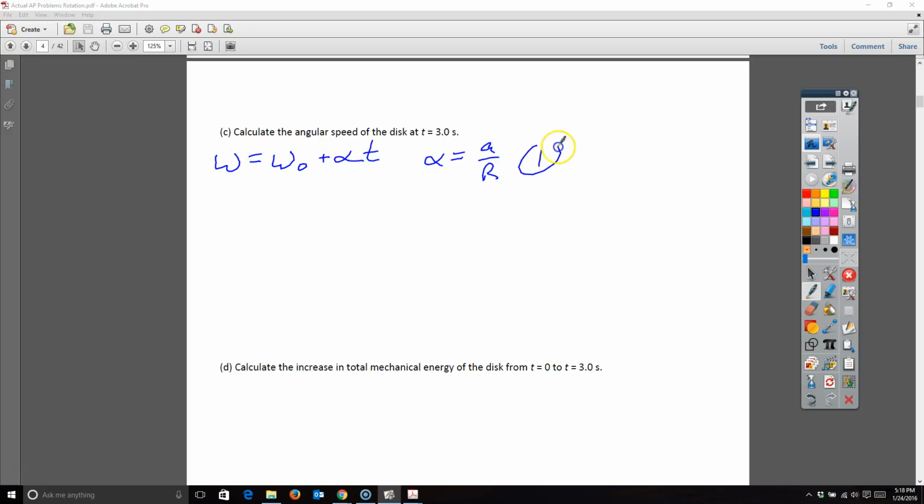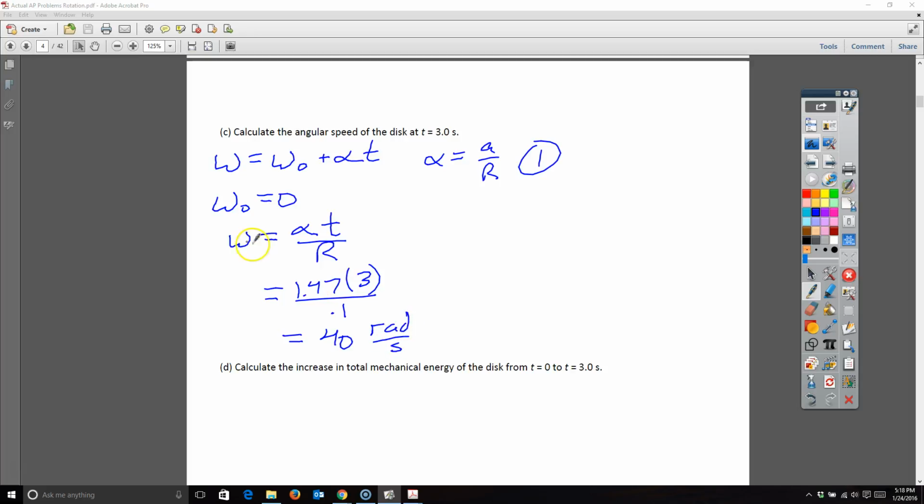So if you put that, you end up with 1 point. And then omega original is equal to 0. So our equation here is the angular speed is equal to alpha times time all over r. And so that's equal to 1.47, what we found out in part B, times 3 all divided by 0.1. And when you get done, you should get 40. And then remember, it is radians per second, our omega speed, or our angular velocity.